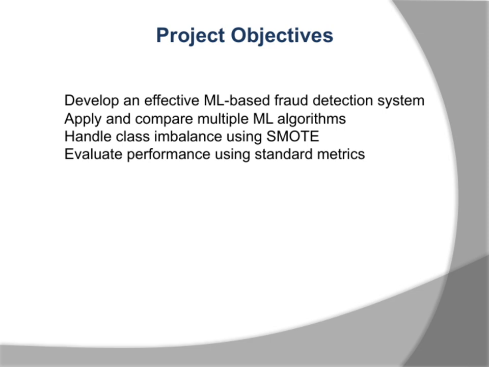Finally, evaluating the performance of our system is essential. We'll use standard metrics like accuracy, precision, recall, and F1 score to get a comprehensive view of how well our fraud detection model is working. This step ensures that our system isn't just accurate overall, but is also effective at catching actual frauds without raising too many false alarms. Altogether, these steps are key to building a robust fraud detection system that can adapt and improve over time.